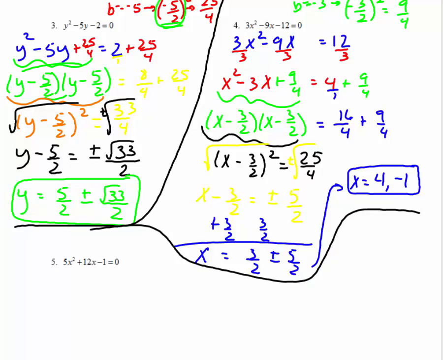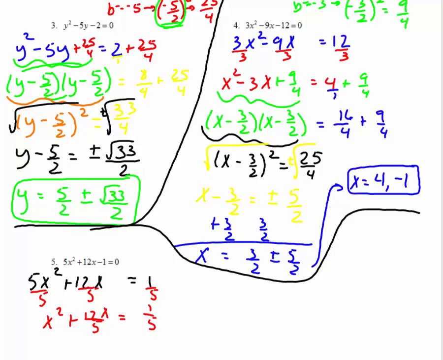So number 5 has 5x squared plus 12x minus 1 equaling 0. First step would be to add over the 1 to the other side. So I get 5x squared plus 12x equals 1. Now, the number in front of x squared is not 1, so I'll need to divide everything by 5. When I do so, I get x squared plus 12x over 5 equaling 1 over 5.